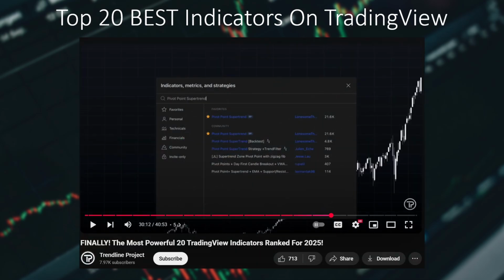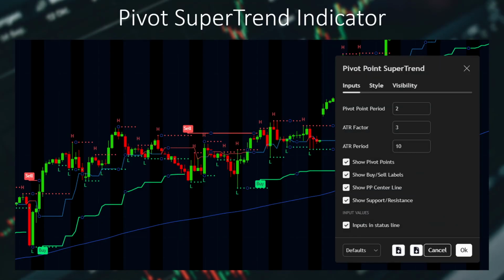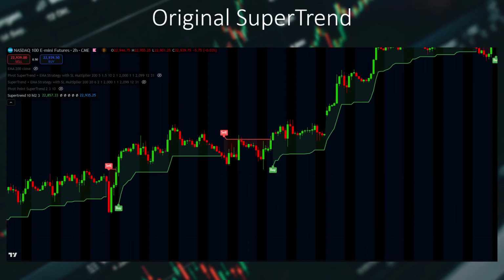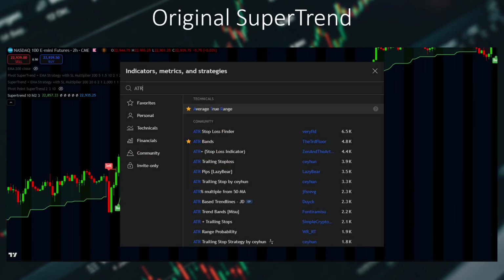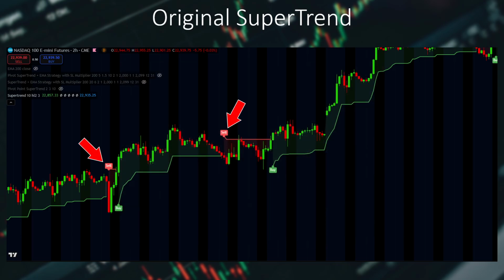Recently, I came across a video that showcases the 20 best indicators on TradingView in 2025. At the 5th place, I saw an interesting one, a modified version of the SuperTrend called Pivot Supertrend. If you are not familiar with the SuperTrend indicator, the original SuperTrend uses the average true range, or ATR, one of the best indicators ever made in my opinion, to generate buy and sell signals.